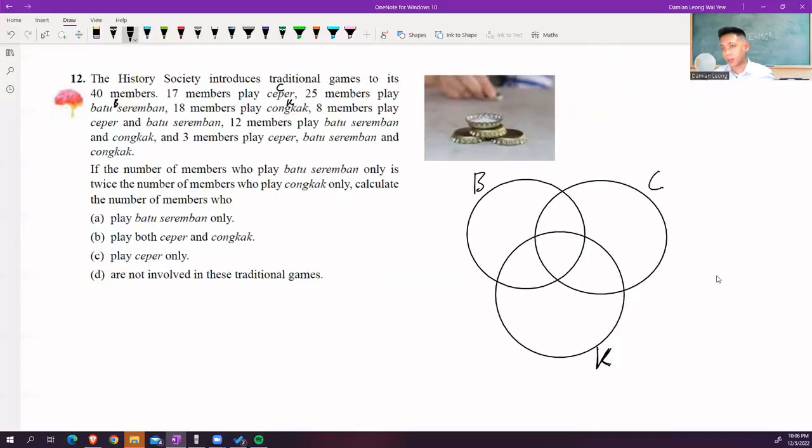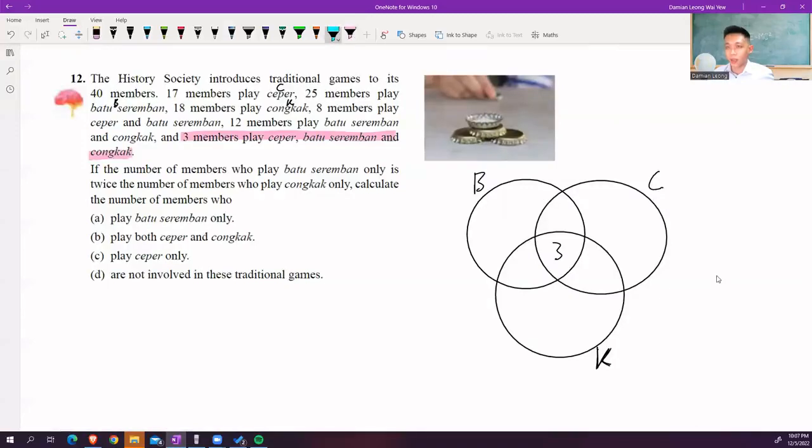So total 40 members, 17 play Cepe, 25 play Batu Seremban, 18 play Congkak, 8 members play Cepe and Batu Seremban, 12 members play Batu Seremban and Congkak, 3 members play Cepe, Batu Seremban and Congkak. All 3. It's 3. Yeah. Always start with the middlemost intersection whenever possible. Yeah. So I'm done with this.